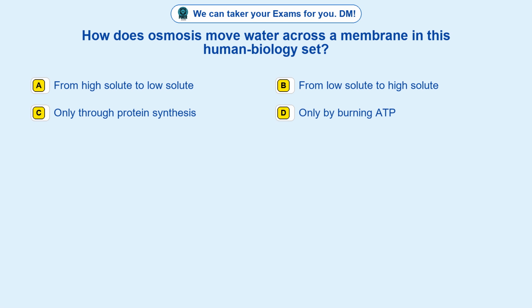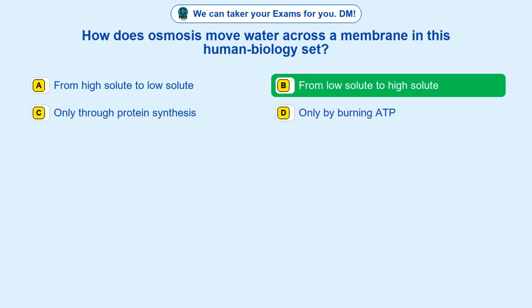Question 6. How does osmosis move water across a membrane in this human biology set? Option A, from high solute to low solute. Option B, from low solute to high solute. Option C, only through protein synthesis. Option D, only by burning ATP. The correct answer is option B, from low solute to high solute.